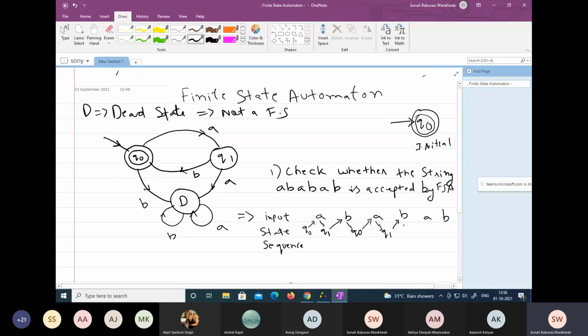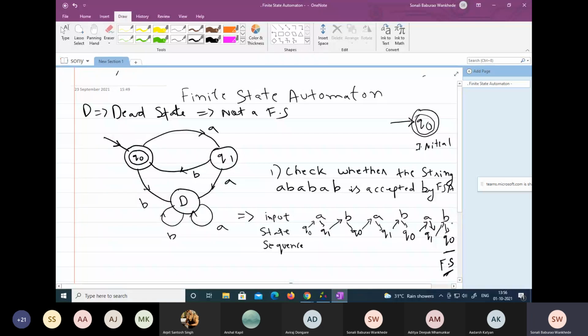Have you solved it? Yes, ma'am. Then Q1 for B again gives me Q naught. Then what will it give me again? Q1, right? Then Q1 for B, yes, very good. So we are reaching our final state. This is our final state Q naught.